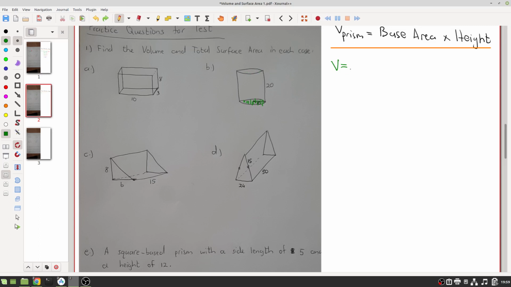Alright, so the volume is going to be the area of our base, which is the cylinder. Not a cylinder, a circle. So the area of our base, area of that circle, times by the height of the shape, of the 3D shape. So that's going to be the height of the cylinder. Alright, so let's do that. This is going to be our h value.